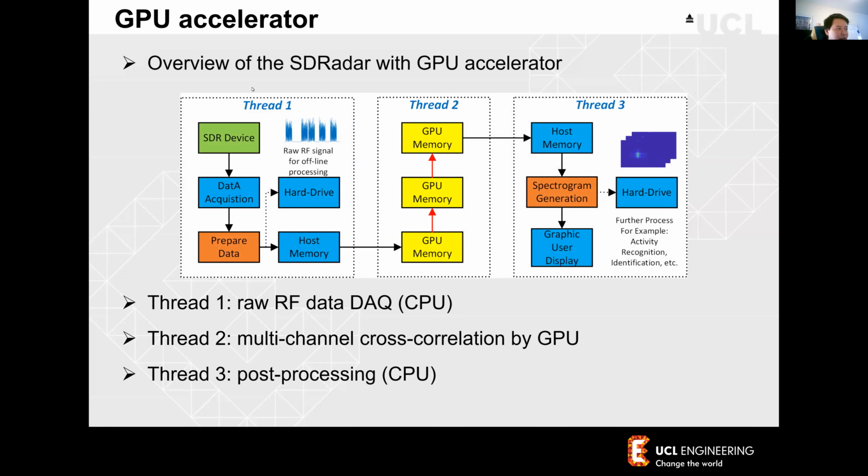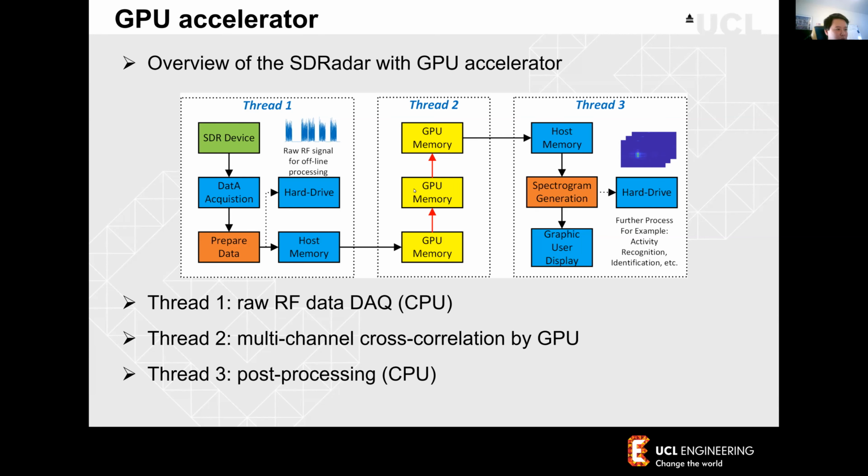And this is the design of the SDRadar with the GPU accelerator. Basically, in my design, I put it with 3 threads. Thread 1 is to capture the raw RF data from the SDR device. This is performed by the CPU. Then when the CPU gets all the raw RF data, it will prepare the data, put it into the host memory, and upload it to the GPU memory.